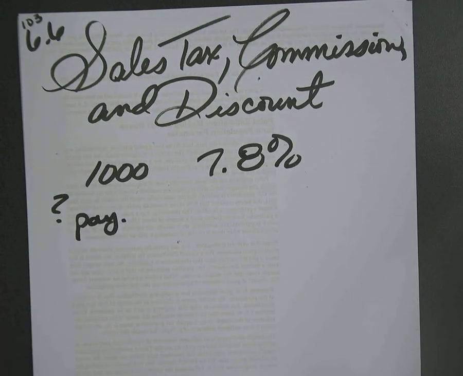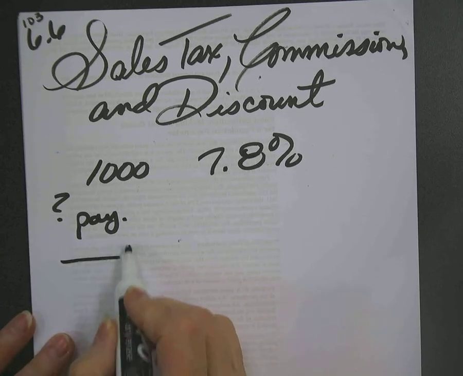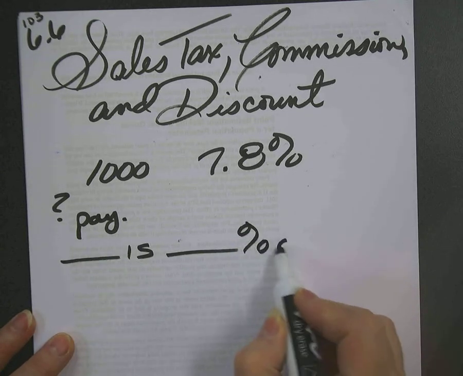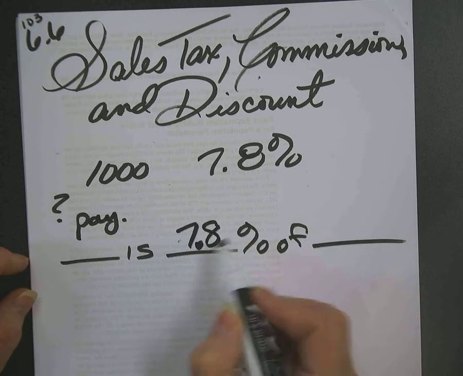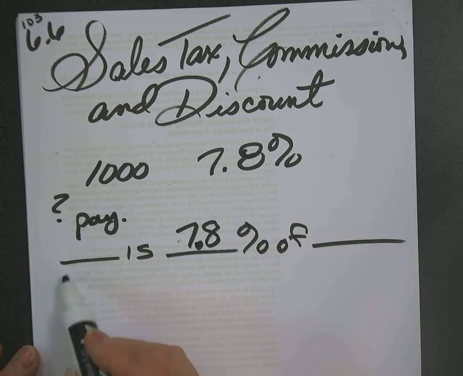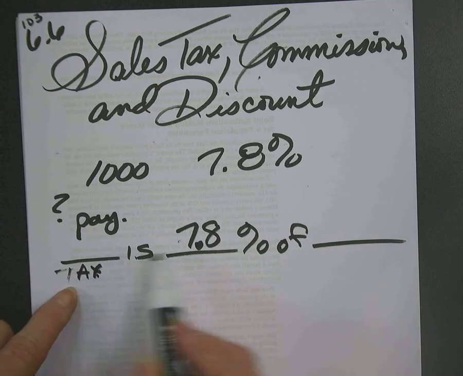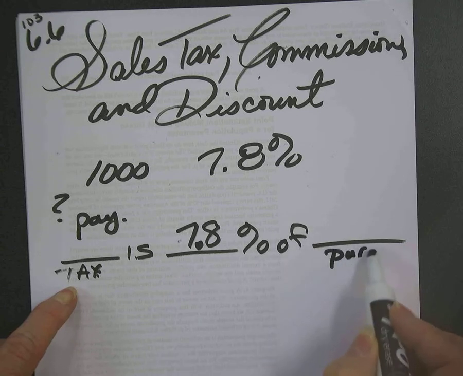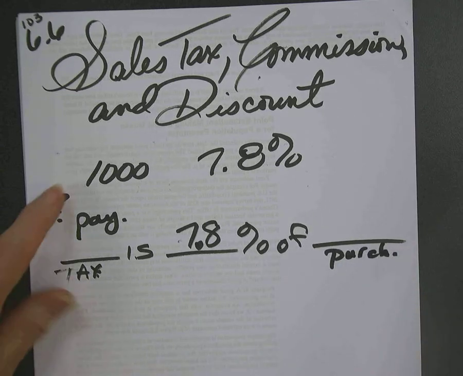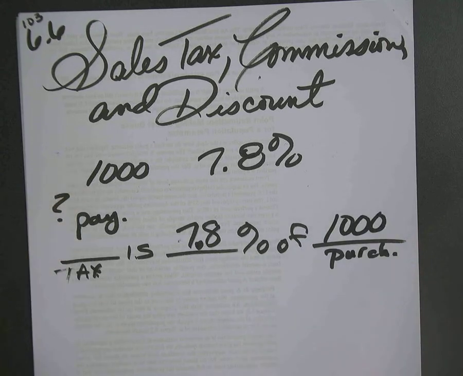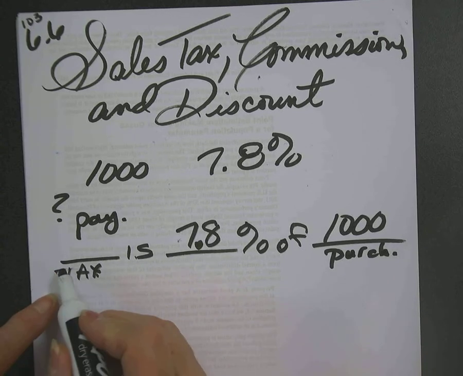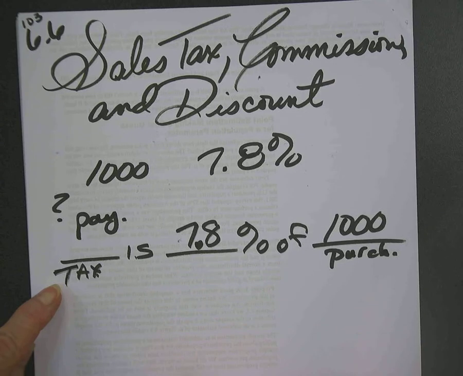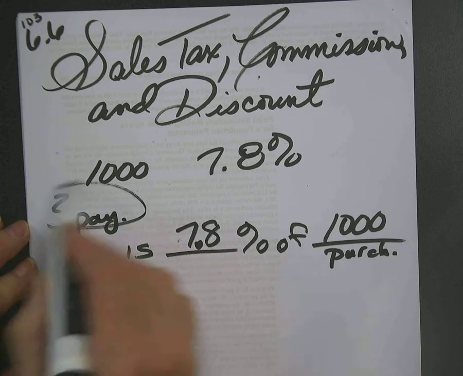Okay, let's do the same thing we did last time. Let's do our sentence. The 7.8 is obviously our percent. The tax is 7.8% of our purchase, right? The purchase is 1,000. So you could figure out the tax, but does that tell you how much you paid? No. That's only the tax on it.